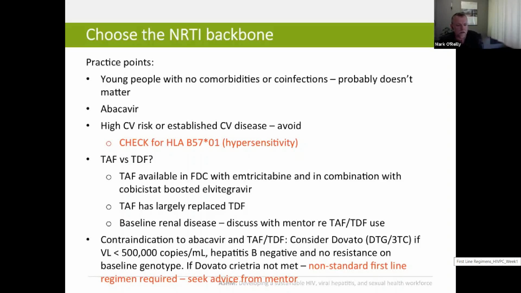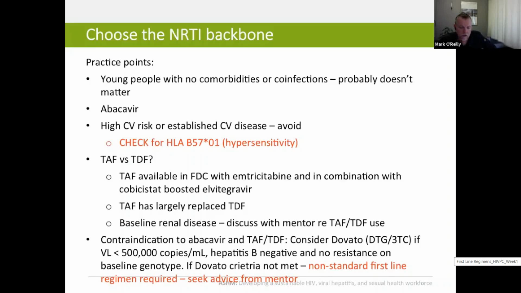And if someone has baseline renal disease, talk to your mentor about it, because even though you can use TAF down to an eGFR of 30, you may still choose to avoid TAF, even though it has a better renal profile than TDF. When abacavir and TAF or TDF can't be used, what then? This is where Dovato should seriously be considered.